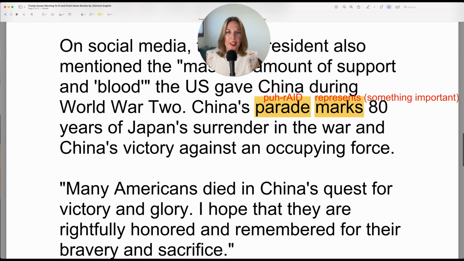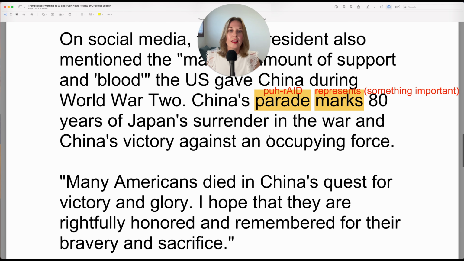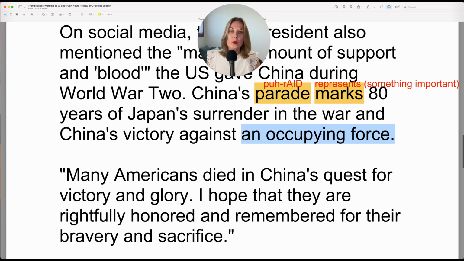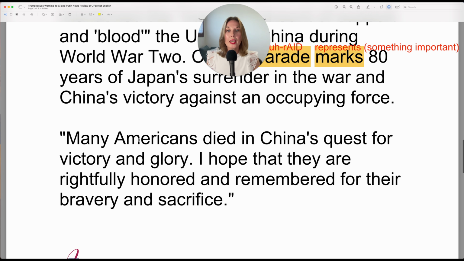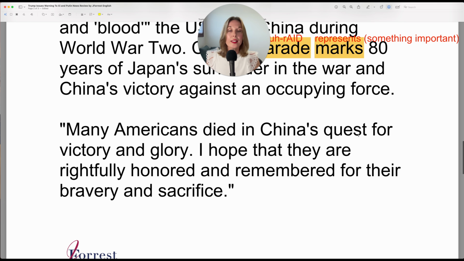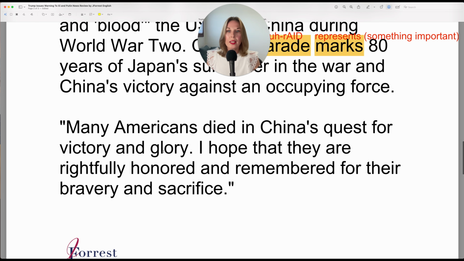Let's review this again. China's parade marks 80 years of Japan's surrender. So Japan surrendered 80 years ago on whatever day Victory Day was. Japan's surrender in the war and China's victory against an occupying force, which of course represented Japan or Japan's army, military. Many Americans died in China's quest for victory and glory.